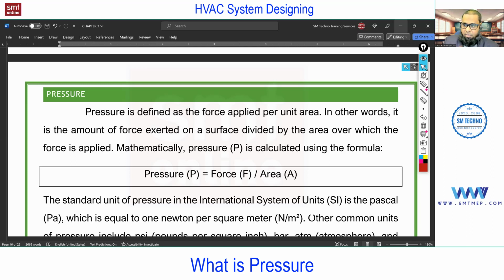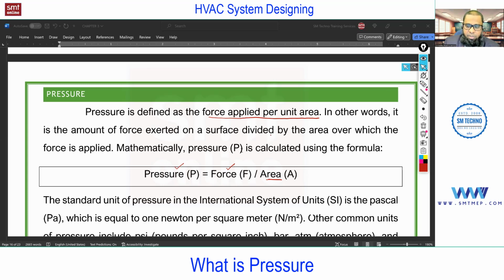So let me quickly read some theory, then we'll continue. You see, pressure is defined as the force applied per unit area. This is important. In other words, it's the amount of force exerted on a surface divided by the area over which the force is applied. Okay, mathematically, pressure P is force per area, and by default we'll consider unit area. We'll not consider the total area, it's a unit area. Unit area can be a square mm, a square centimeter, a square meter, or square feet, etc. So when you consider a unit area, then we can consider it as pressure. Further we'll try to understand the concept.